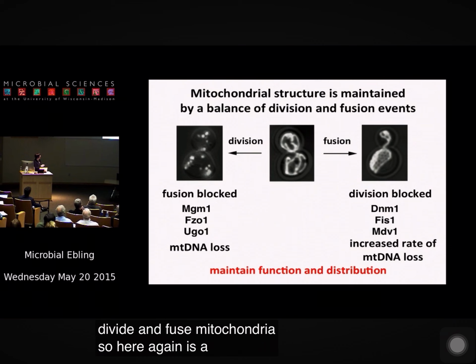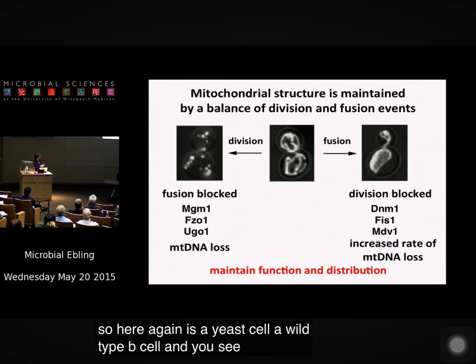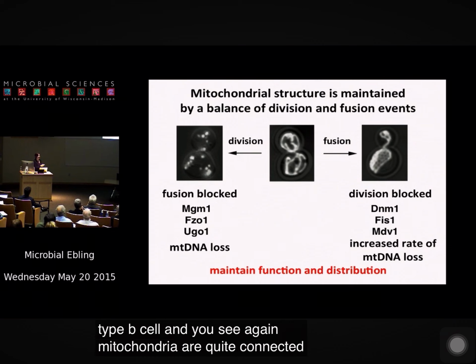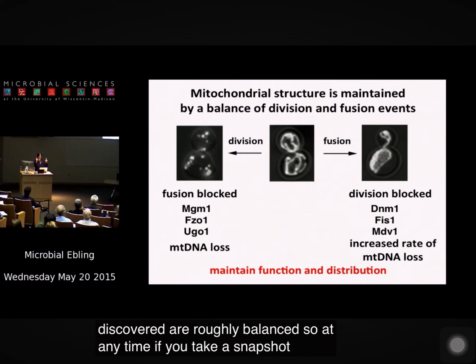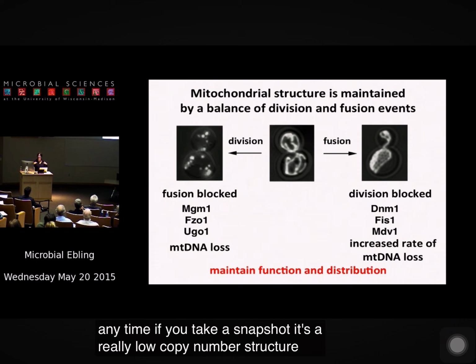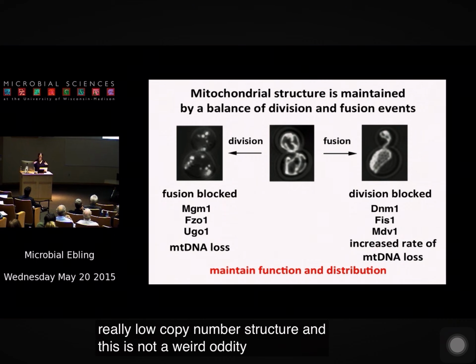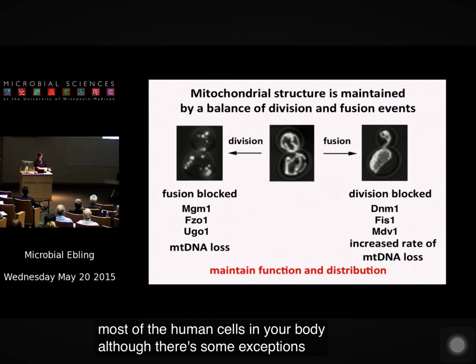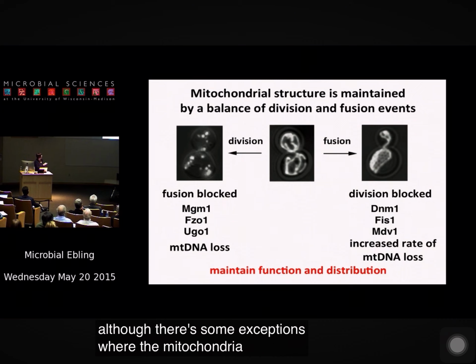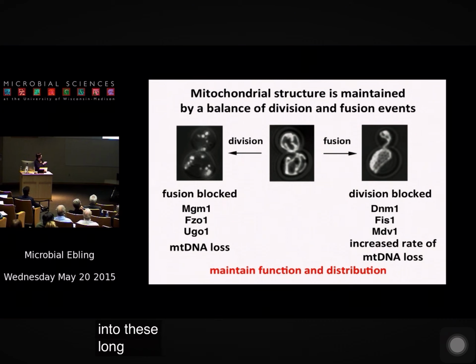So here again is a yeast cell, a wild-type yeast cell, and you see again mitochondria are quite connected. In fact, the relative rates of mitochondrial division and fusion we discovered are roughly balanced. So at any time, if you take a snapshot, it's a really low copy number structure. And this is not a weird oddity of yeast. You will see this in human cells too, and most of the human cells in your body, although there's some exceptions, where the mitochondria are organized into these long tubular connected reticular structures.